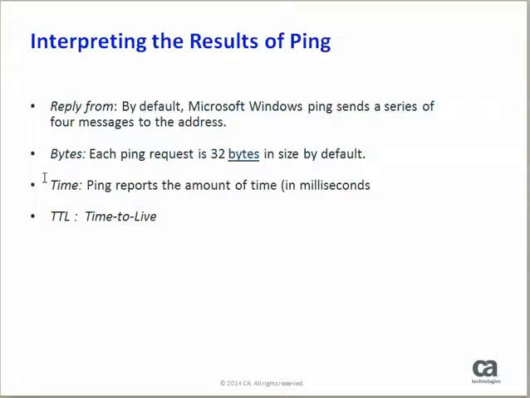Time to live is basically the life of the packet. The value is between 1 and 128. TTL can be used to count how many different networks the ping message passed through before reaching the target network. A value of 128 indicates the device is on the local network.